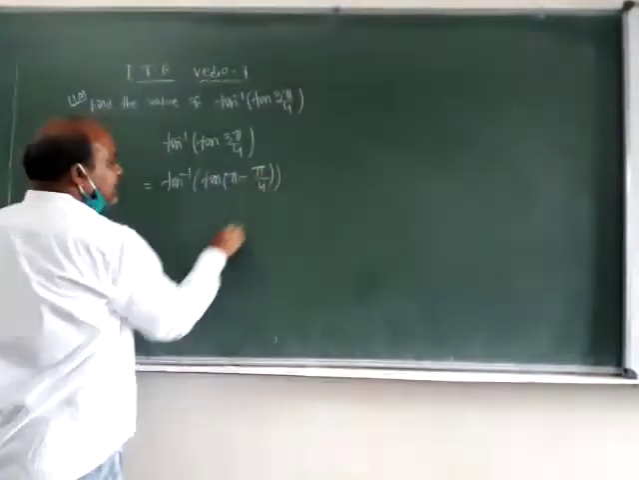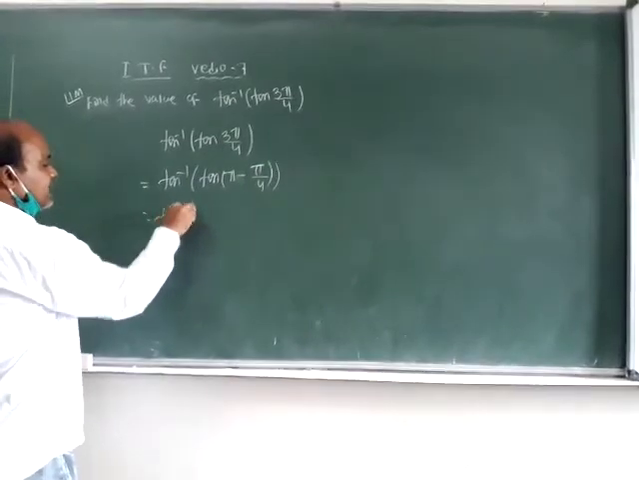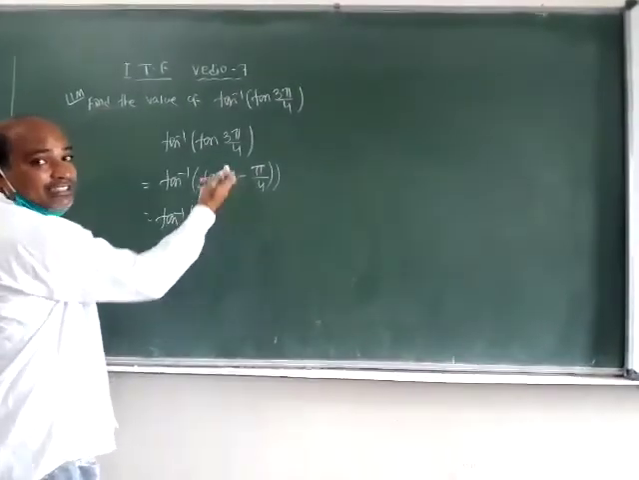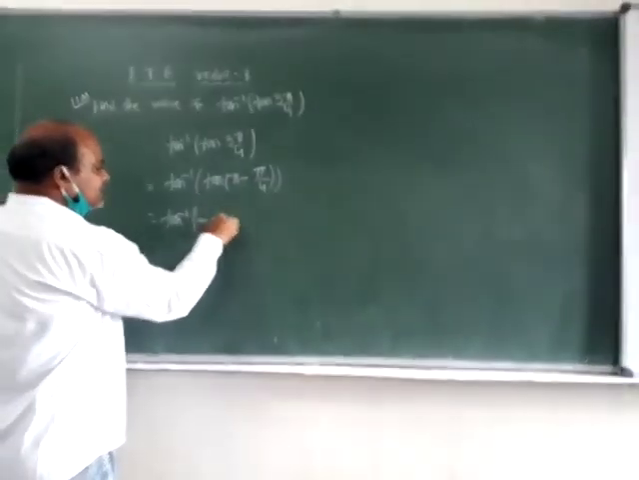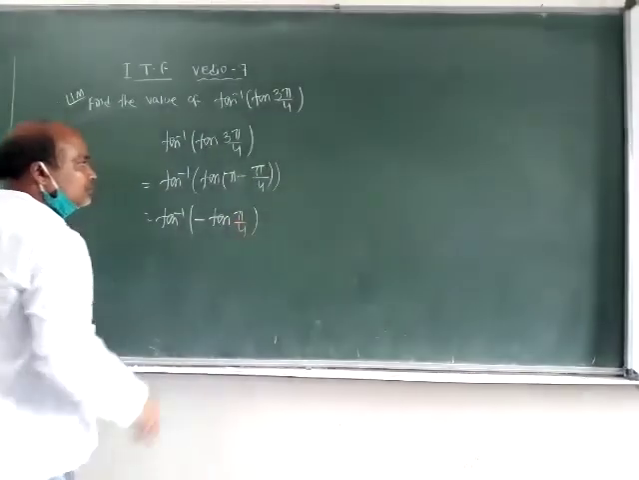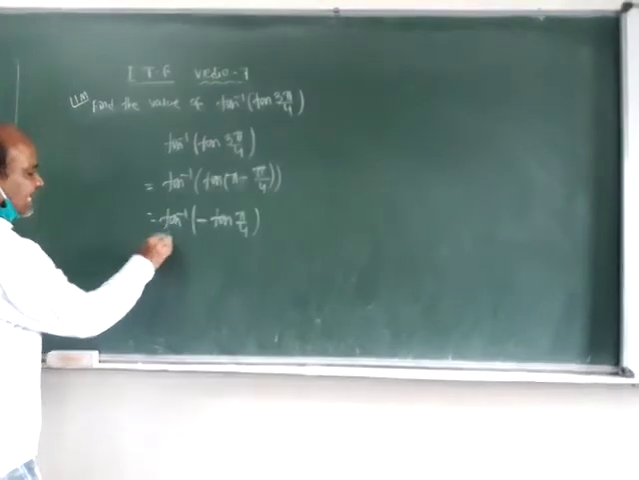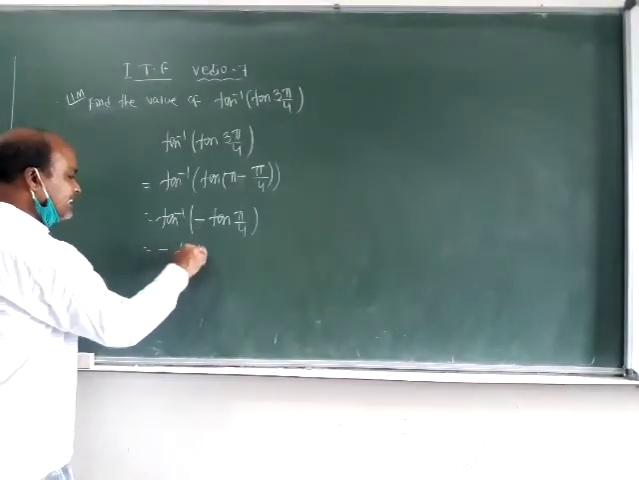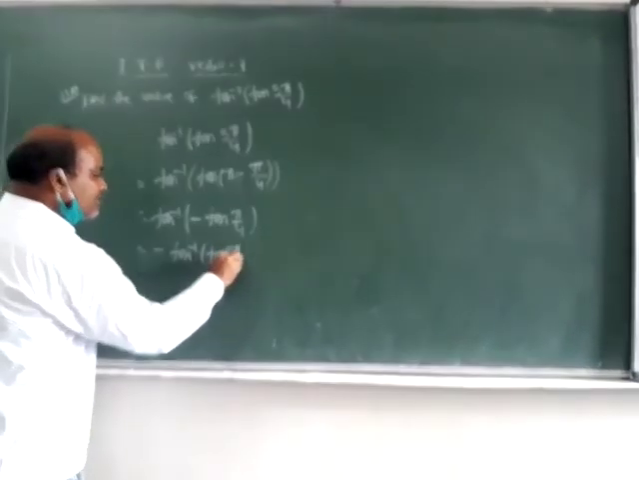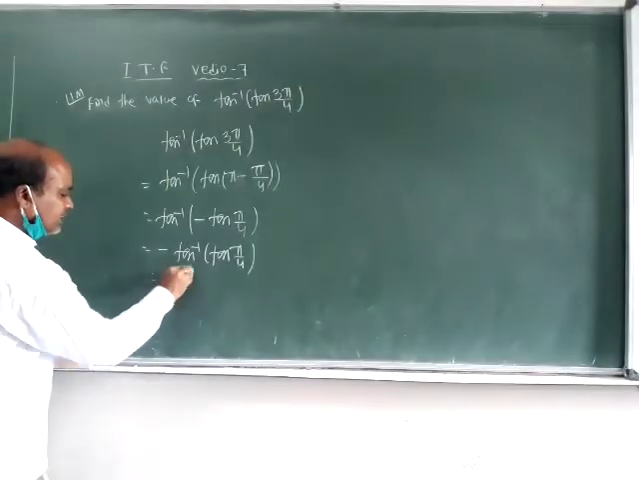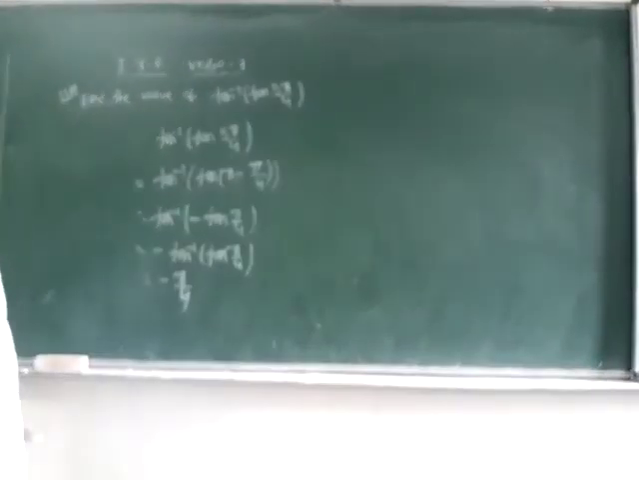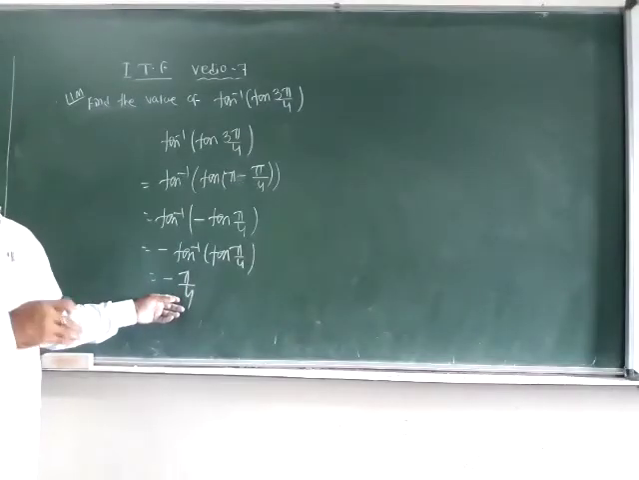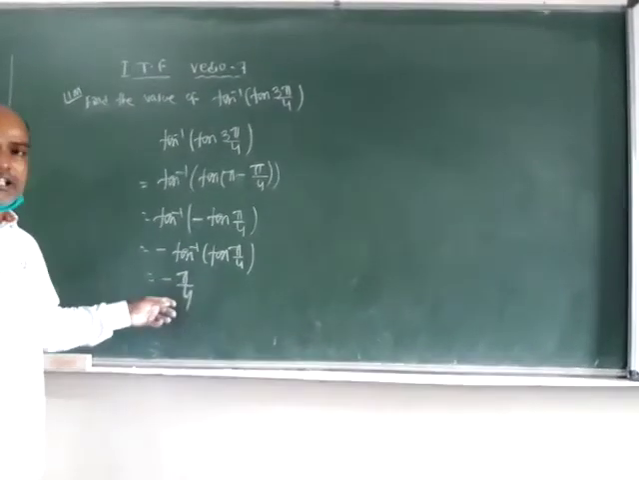Now you see that tan in the second quadrant is negative, so tan inverse of minus tan pi by 4. Is that right? Now tan inverse of minus theta is equal to minus tan inverse of tan theta, which gives the result minus pi by 4. It is between minus pi by 2 and plus pi by 2, which are excluded, so we are getting it.